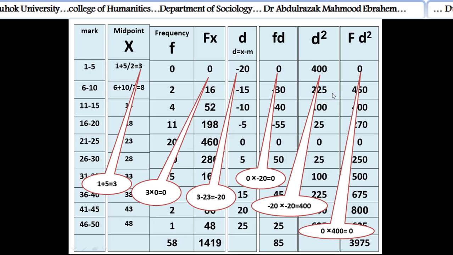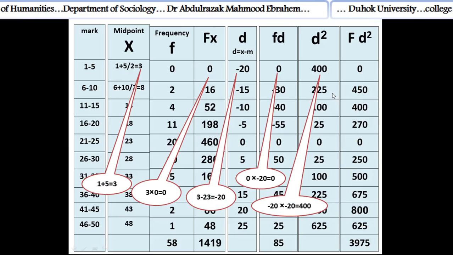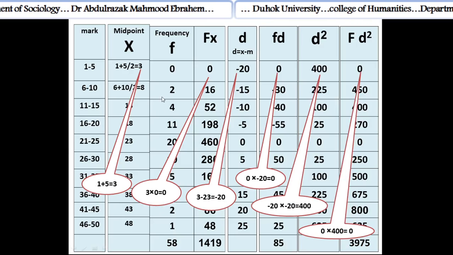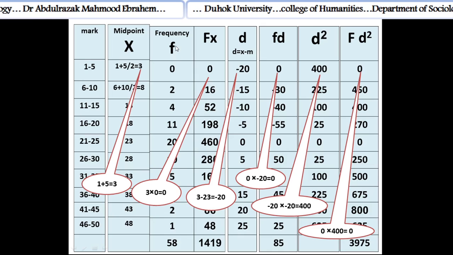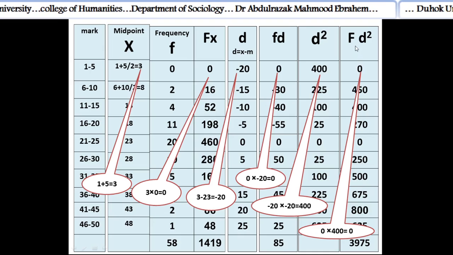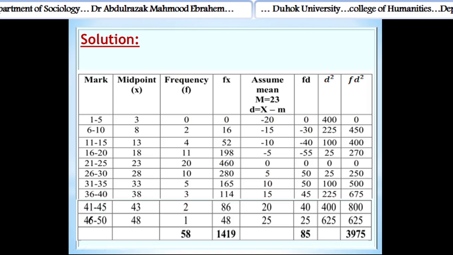And in the end we must calculate the sigma, or summation, of F, 58, Fx, 1419, Fd, minus 85, and F D square, 3975, and we have this table in the end.